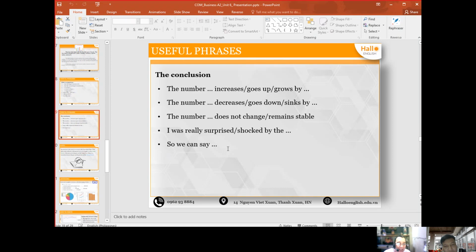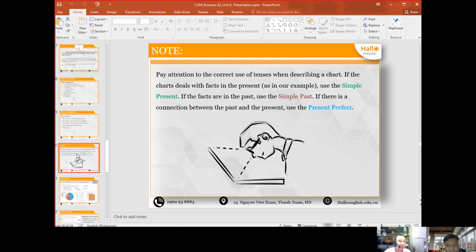We can say that romance is the highest number of movies watched. So that would be a conclusion. Do you have any questions with this? Let's move on.